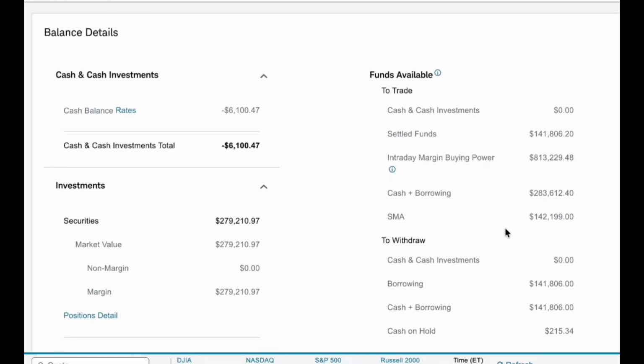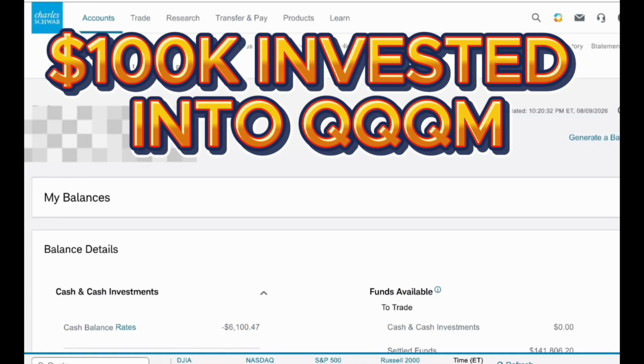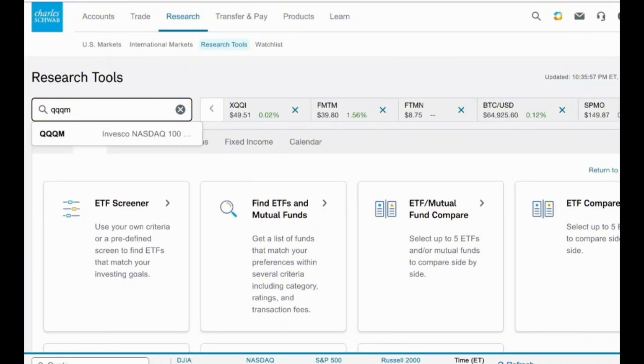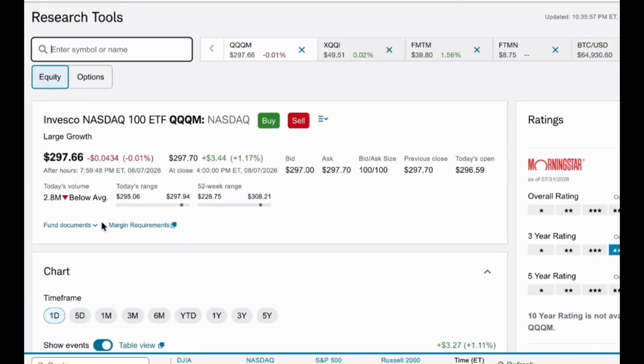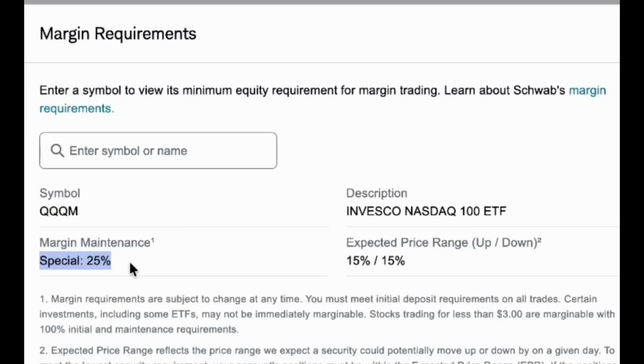Let's say we've invested $100,000 into QQQM. Okay. We want to look at the maintenance requirement for QQQM. If I type in QQQM, there is a link below showing a margin requirement. It specifically shows 25%, you guys. So we have a 25% margin maintenance requirement.